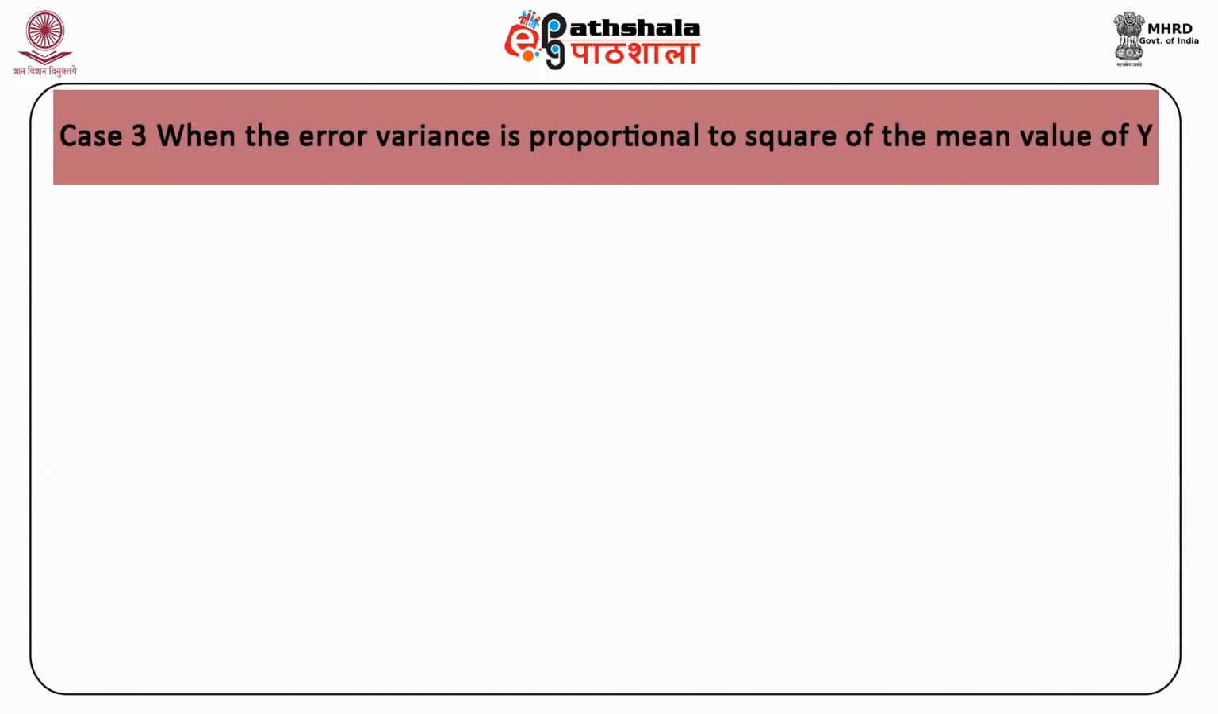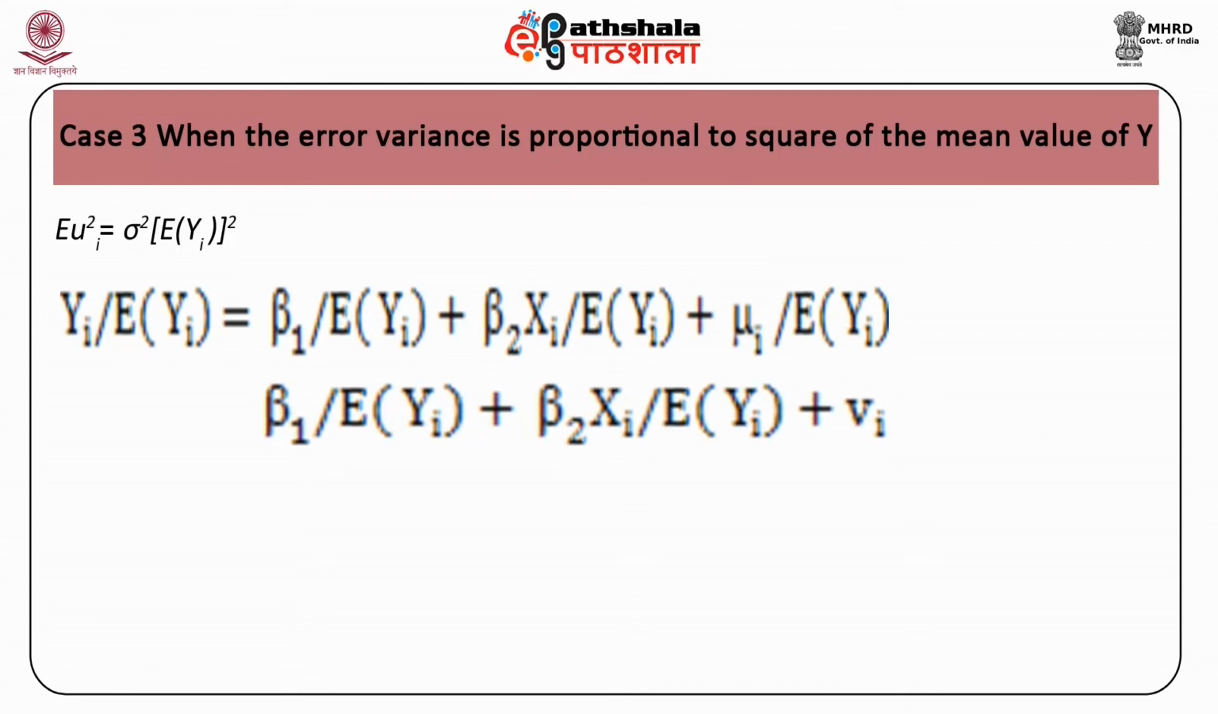According to this assumption, the error variance is proportional to the square of the mean value of y. Now we transform the original regression model and we get the variance, which is a constant. We can now show that the error term v_i is homoscedastic.